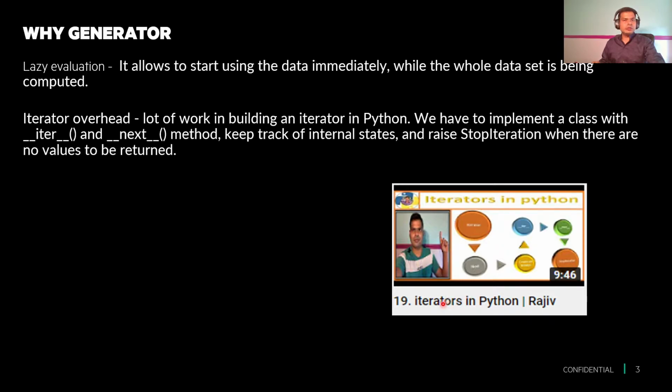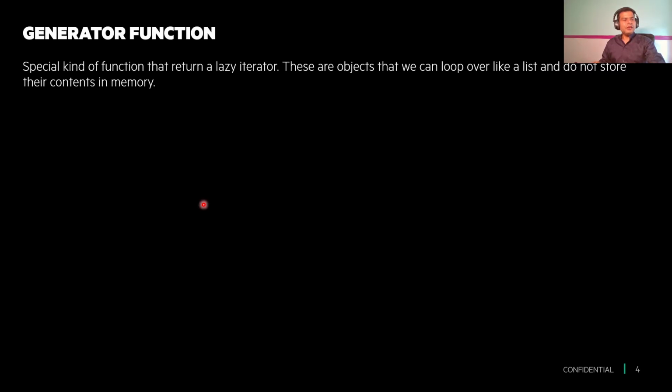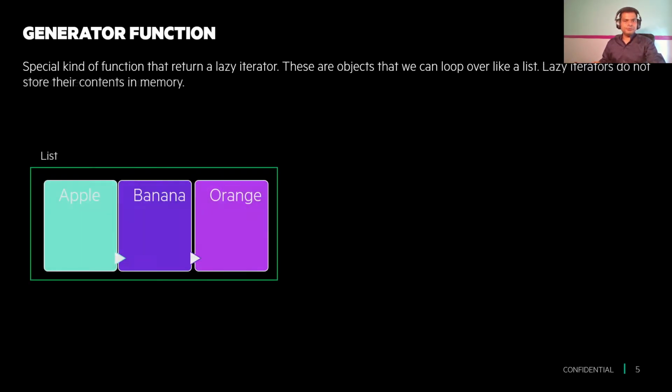You can take a look at the video where we have talked about how we can build our own iterator. We will override the iter method and the next method, and we have to handle StopIteration. But just to use lazy evaluation, we have to do a lot. So we have a solution, but it's not the feasible one. Today we'll be looking at the feasible one, and that is the generator function.